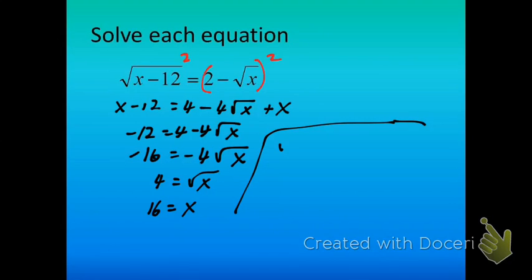So you have the square root of 16 minus 12 equals 2 minus the square root of 16. So you have the square root of 4.